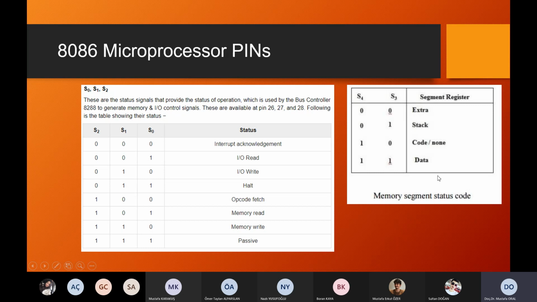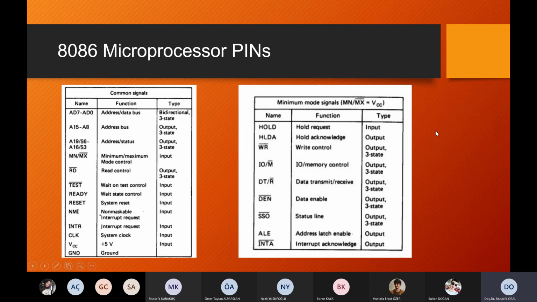So it is showing where in the memory we are executing, or reading or writing information. It doesn't make any sense currently, but after introducing the internal structure, when you come back, you will understand what's going on here. So if you don't understand currently, don't worry. After introducing the internal structure, you will understand what extra segment means, stack segment means, etc.